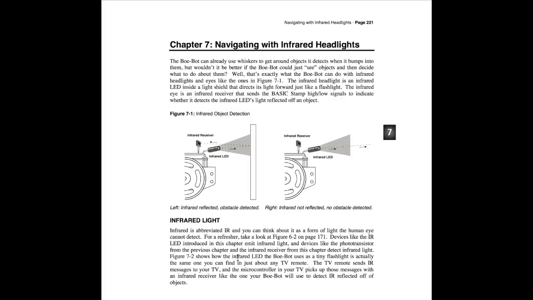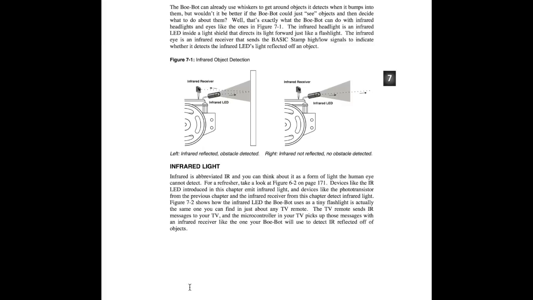Figure 7.2 shows how the infrared LED the Bobot uses as a tiny flashlight is actually the same as the one you can buy out of any TV remote. The TV remote sends IR messages to your TV, and the microcontroller in your TV picks up those messages with an infrared receiver, just like the one in your Bobot, which it'll use to detect IR reflected off of objects.